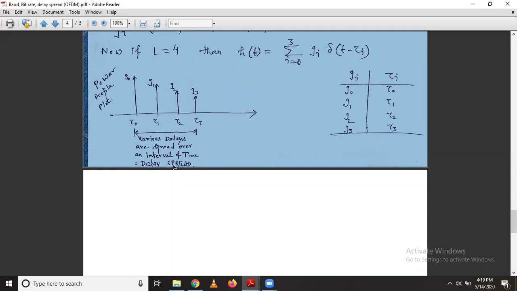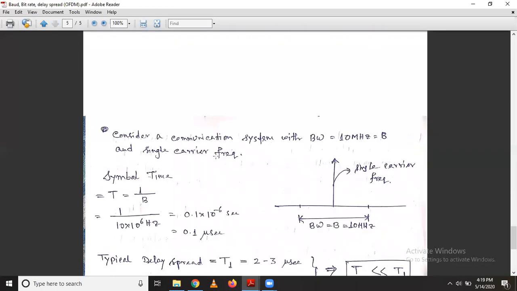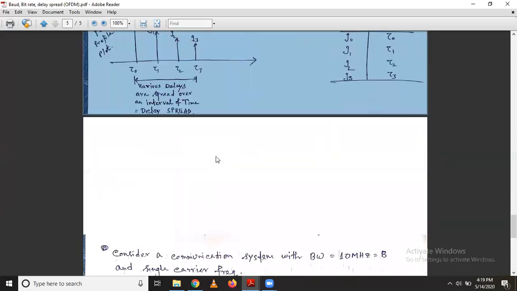Delay spread. Practically, the typical value of this delay spread is 2 to 3 microseconds. Typical value of the delay spread is 2 to 3 microseconds.